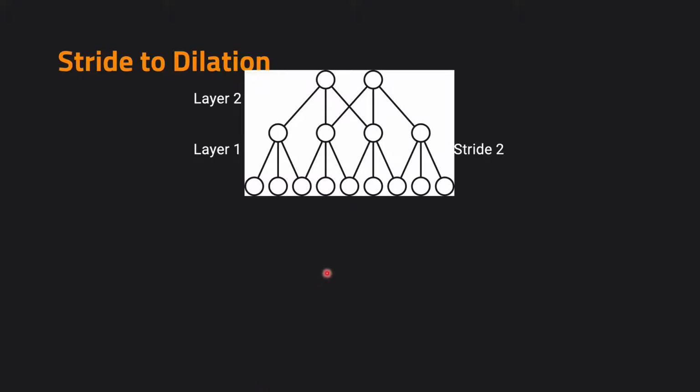Here is a cartoon illustration of how we can transform the image classification network into a dilated network, which will both preserve the convolution filters as well as the input resolution. So we have a two-layer network. The first layer is a convolution with stride 2, so that it also downsamples the input, and the second layer is a normal convolution.